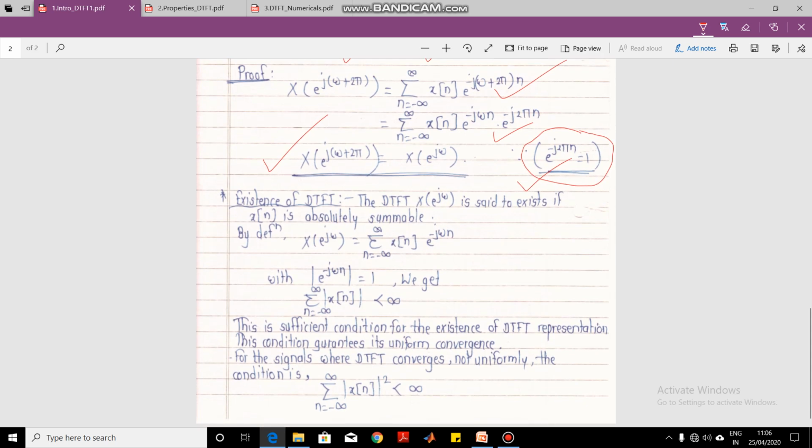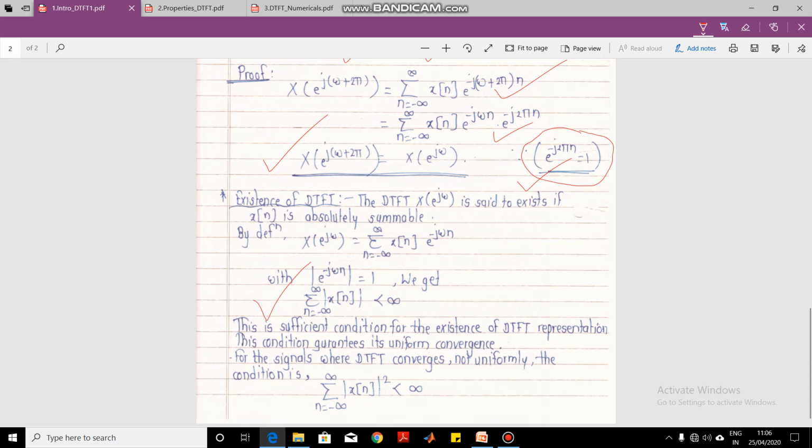There is a condition for the existence of the DTFT. We have seen that the Fourier transform has a limitation: all Fourier transformable signals should satisfy the Dirichlet conditions, and the final condition is that the signal should be absolutely integrable or absolutely summable. Since this is a discrete time signal, the existence of the DTFT requires that the signal be absolutely summable.